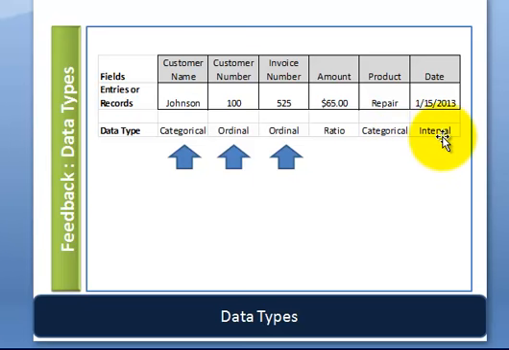And the date, the invoice date or the sales date, would be interval. The difference between each interval is the same, but I have no natural zero, so I can't say January 15th is 20% better than January 10th. So hopefully that makes some sense. And this really is going to come into play as we start describing data, and we're going to use different statistical methods for different types of data.